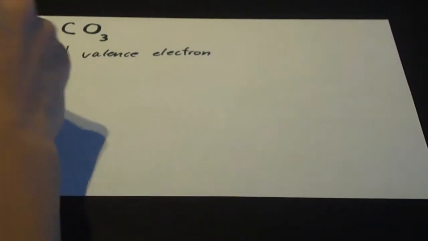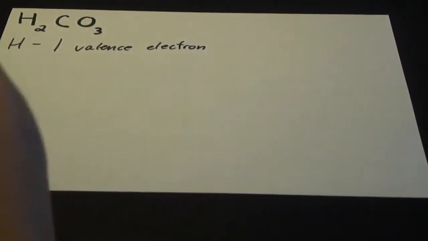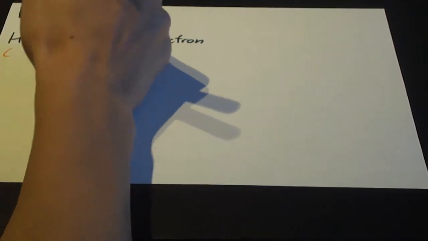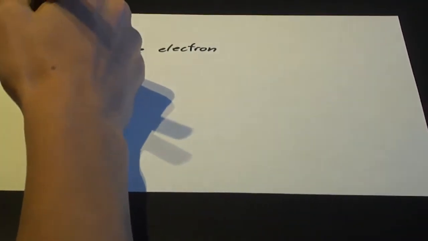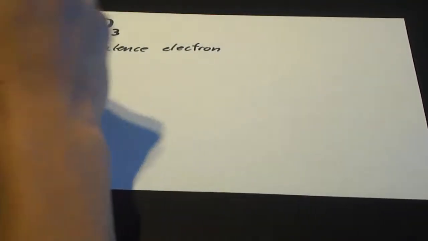Next we have carbon. Carbon has 4 valence electrons. And finally, oxygen, which has 6 valence electrons.